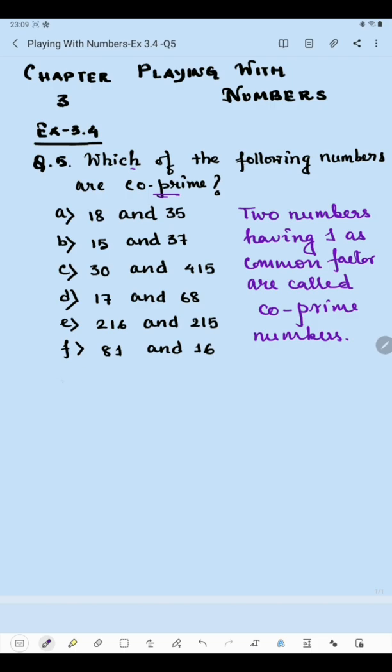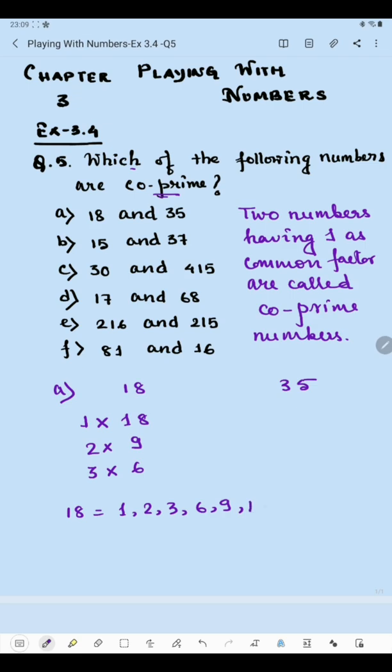Okay, so let's start with part A. We have 18 and 35, so we will have to find the factors of 18 and 35. 1 18s are 18, 2 9s are 18, 3 6s are 18. So these are the factors of 18, right? It cannot be divided by 4. 18 cannot be divided by 4 or 5, and 6 we have already.